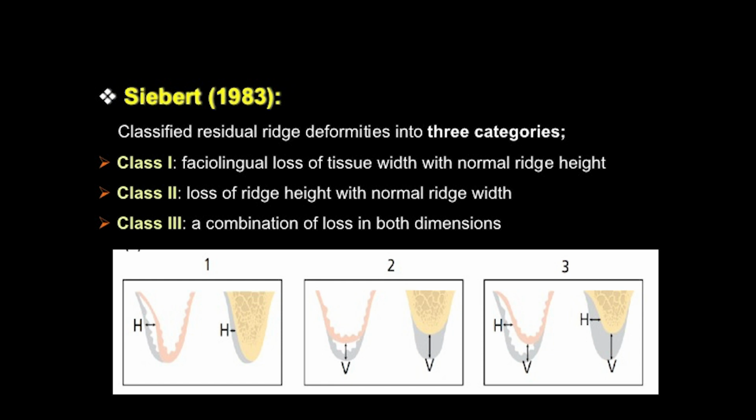The other and most commonly used classification for bone defects, which I personally like to use, is by Seibert as early as 1983. He classified the residual ridge deformity into 3 categories. Class 1, where there is faciolingual loss of tissue width and normal ridge height. So there is horizontal bone loss, but the vertical height is maintained. Class 2 is the opposite. The vertical ridge height is reduced in this group. Class 3 is a combination of horizontal and vertical bone loss.